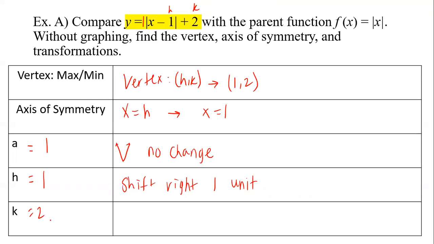And my K, since my K is a positive 2, that means my graph is shifted up 2 units.